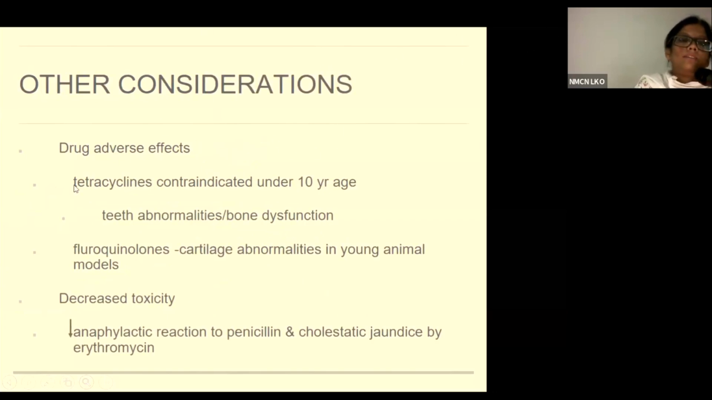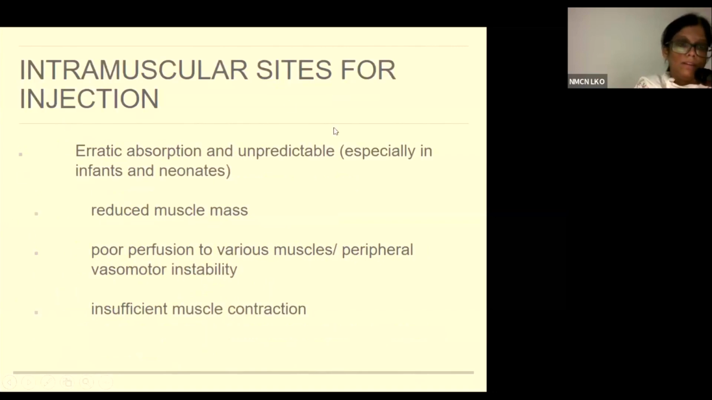Other considerations are that you should look for specific drug adverse effects. Tetracyclines are contraindicated in children less than 10 years of age because of association with teeth abnormalities and bone problems. Fluoroquinolones are associated with cartilage abnormalities in young animal models. There can also be decreased toxicity, like decreased anaphylactic reaction to penicillin and cholestatic jaundice with erythromycin, mainly because the immune system is not very mature, so they might not react, and anaphylactic reactions may be less with penicillin in children.